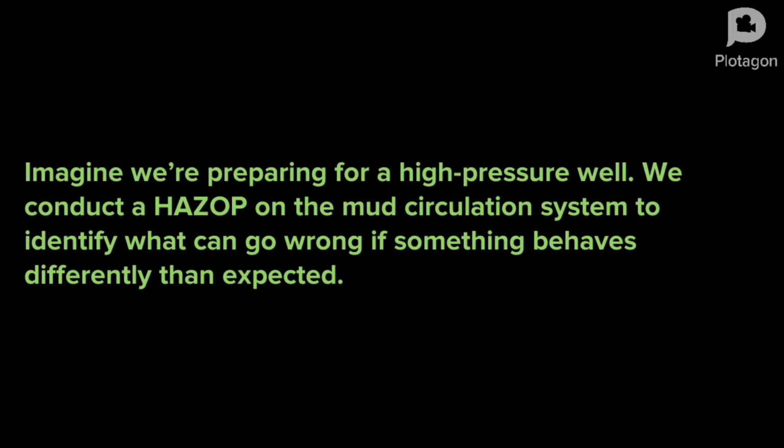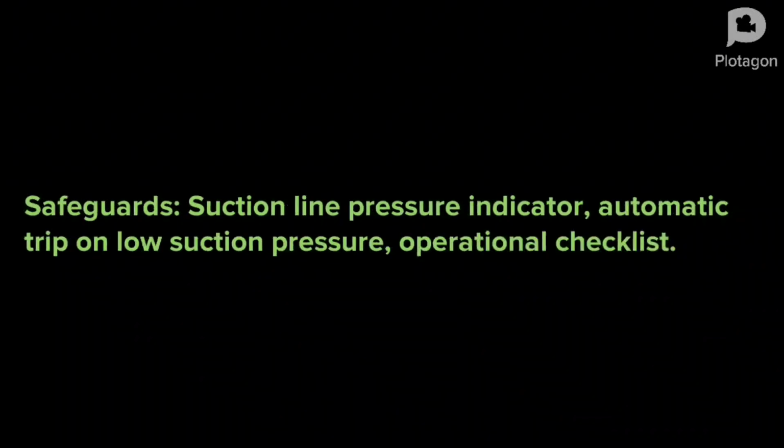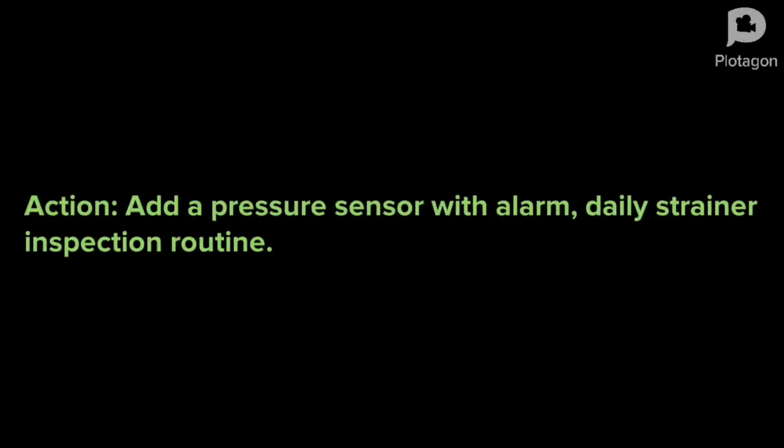Imagine we're preparing for a high pressure well. We conduct our HAZOP on the mud circulation system to identify what can go wrong if something behaves differently than expected. We pick a node, the discharge line from the triplex pump to the standpipe manifold. We apply the guideword, no flow. We ask, what happens if there's no flow from the mud pump? Cause: suction line is blocked, suction valve is closed, or the pump fails mechanically. Safeguards: suction line pressure indicator, automatic trip on low suction pressure, operational checklist. Action: add a pressure sensor with alarm, daily strainer inspection routine.